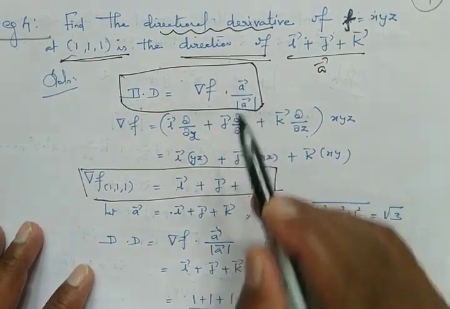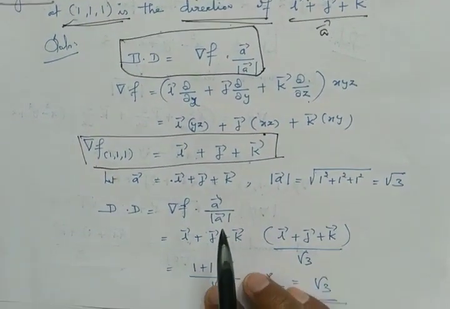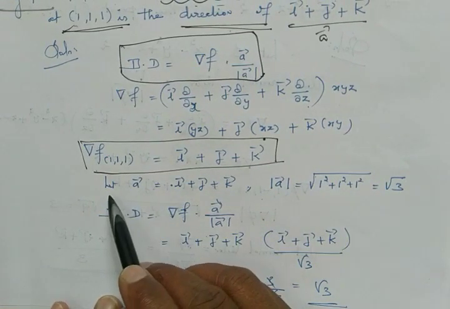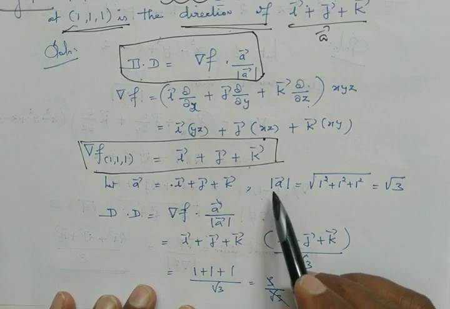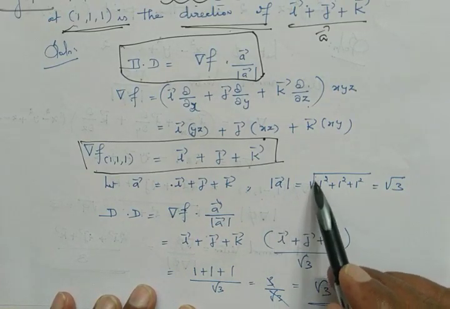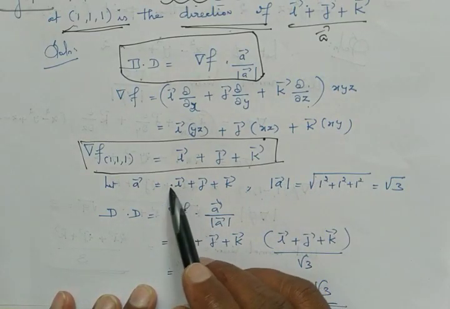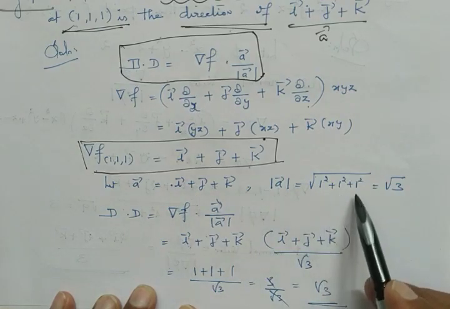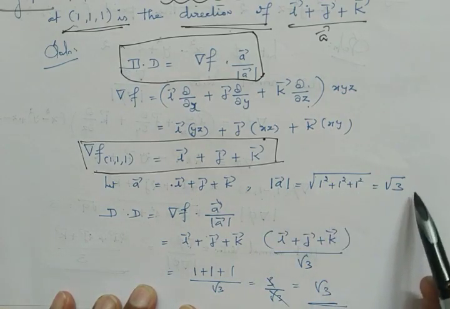So whatever direction they have given, you are going to take as a vector. Give some name to that. Let a vector equal to the given, and you are going to find the modulus of a vector equal to square root of, what is the i coefficient, 1, so 1 square. The j vector coefficient also 1 square. 1 square becomes 1, root 3.